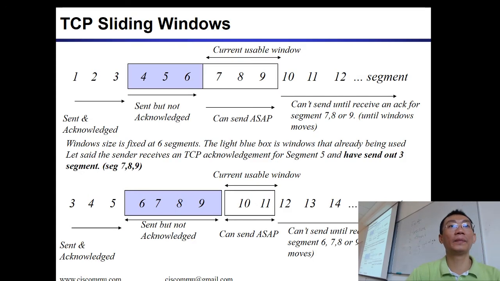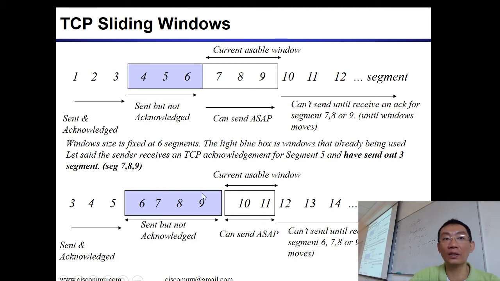Let's say, okay, now 4 and 5. So let's say he has sent out another 3 segments, 7, 8, 9. So he sent 7, 8, 9.